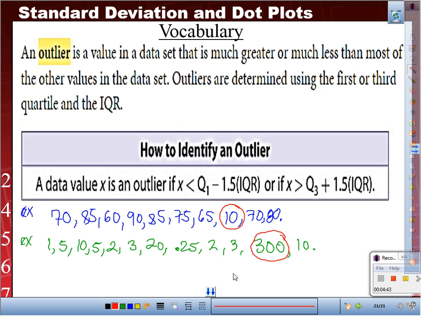So does everyone understand an outlier? It can either be the smallest value that's not part of the entire group, or the greatest value, which is not part of the entire group. Does that make sense? Yeah, that's as simply as I can present it.